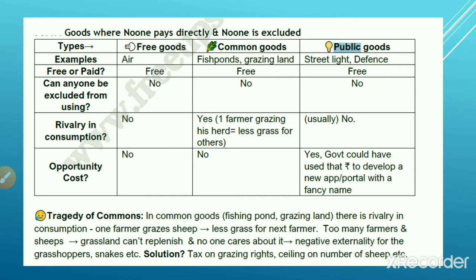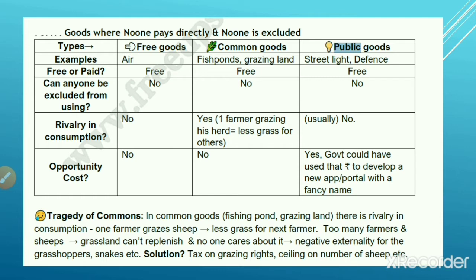So one thing I will say: to understand the difference between all three, one has to memorize one good for each topic. One should always relate free good with air, common good with fishing pond, and public good with street light or defense. It will make things very easy to understand. And now let's talk about free goods.